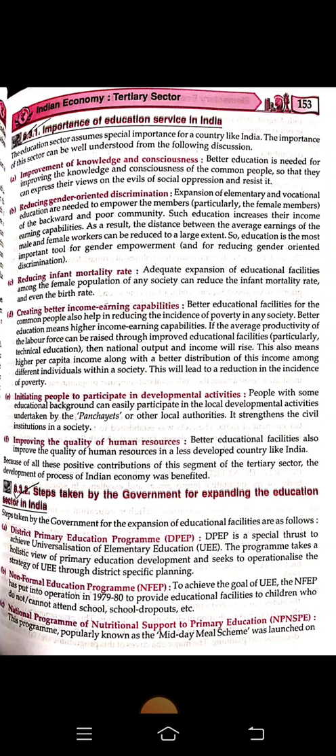That is whenever we find that the adequate expansion of the educational facilities among the female population of any society can reduce the infant mortality rate and even the birth rate. Okay, so creating better income earning capabilities. Next, initiating people to participate in developing activities like becoming a member of the panchayats or the block samitis and so on, improving the quality of human resources.